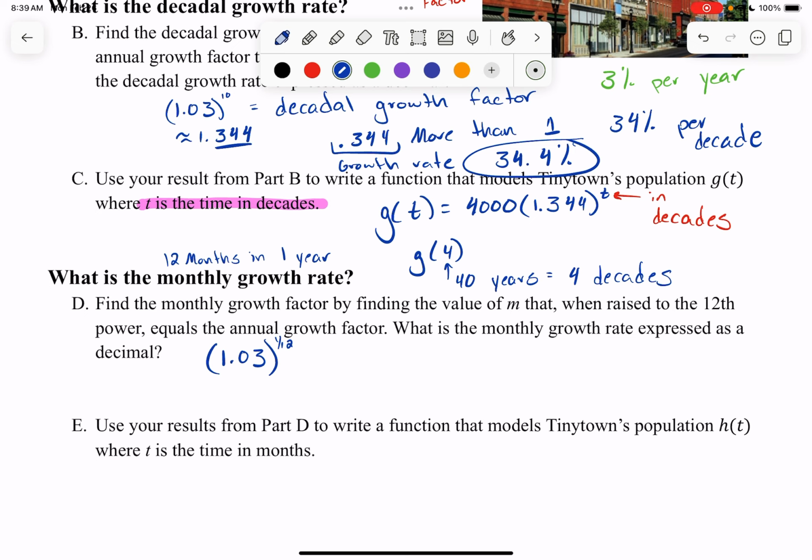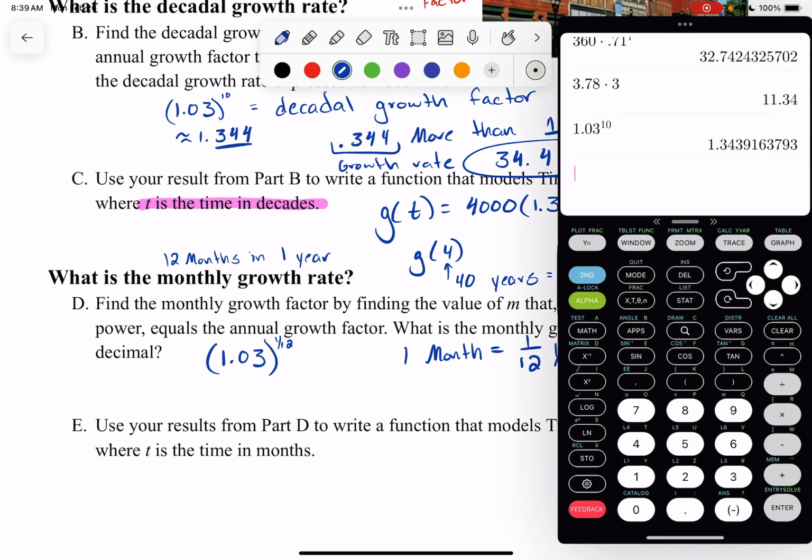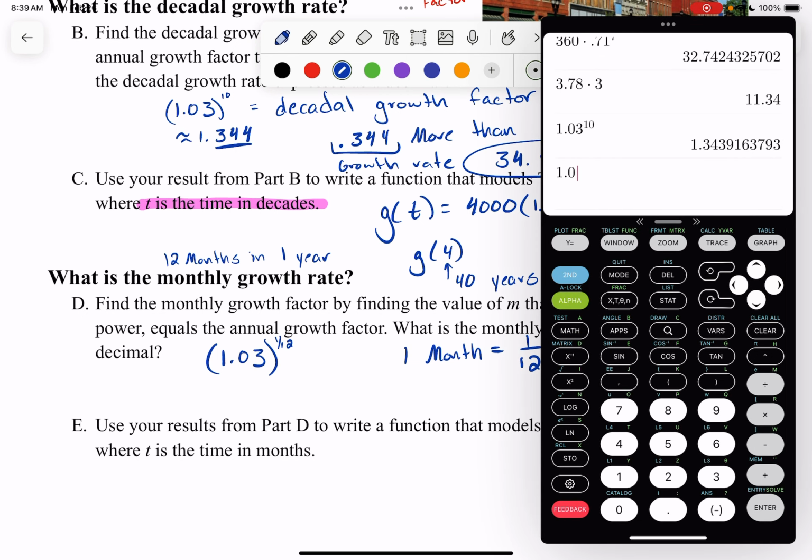Because a month is 1/12th of a year. 1 month is equal to 1/12th of a year, because 12 months is 1 year. So we take it to the 1/12th power. So we grab our calculator, and again, we take that 1.03 to that. Now I'm going to put this in parentheses. Oh, it didn't get my division. Delete. 1 divided by 12. And I get approximately 1.00247.